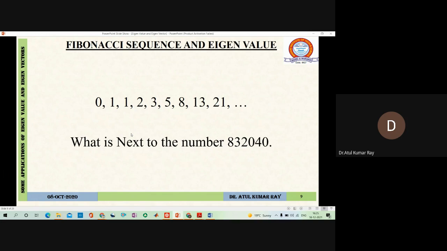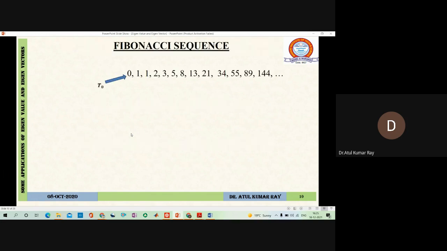So in that case, we can apply the eigenvalue concept here. Let's have this as a sequence, so it can be T naught, term T1, term T2, and term T3, and so on. So in general, we know this is the Fibonacci sequence, so we'll have a recursive relation: Tn is equal to Tn minus 1 plus Tn minus 2.